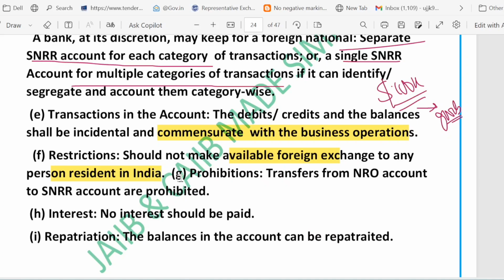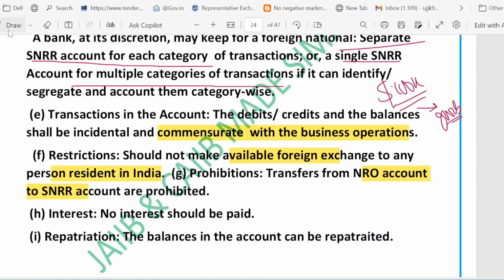Then we have an important prohibition: no transfer from NRO to SNRR account. Yes, this is a very, very important thing, which means you cannot transfer money from an NRO account into an SNRR account. These two account types are kept strictly separate. Money already sitting in a resident rupee account, which is the NRO account, cannot be moved into the SNRR account.